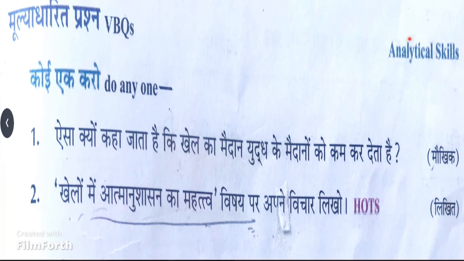Okay. Now these are value-based questions, mulyadharit prashn. You have to do any one. Aisa kyon kaha jata hai ki khel ka maidan yuddh ke maidanon ko kam kar deta hai? Maukhik means oral. Why is it said that playgrounds reduce the number of war grounds? Khelon mein atmanushasan ka mahatva vishay par apne vichar likho. Write your thoughts on the topic of self-discipline or importance of self-discipline in sports.